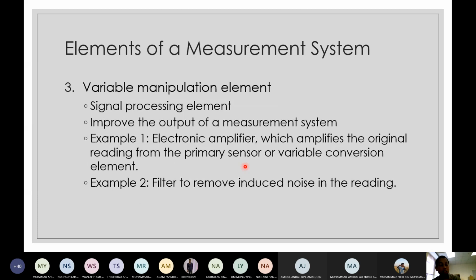The next part is the variable manipulation element. Variable manipulation is basically when we have the signal and we want to improve the output of a measurement system. A common example, number one, is the amplifier. If the signal is too small, maybe we cannot read it properly, so we use an electronic amplifier to amplify the original reading to make it easier to detect and read. Another example of signal processing or variable manipulation is using a filter to remove noise from your measurement. When you do measurement, sometimes noise is also included in the reading, so you use filters to filter that out. These are called variable manipulation elements.